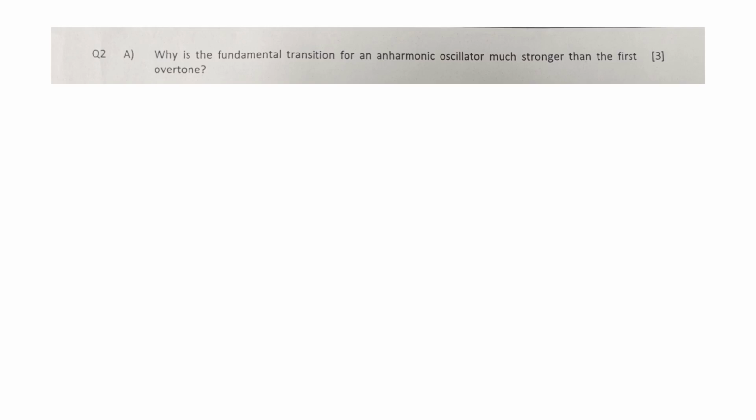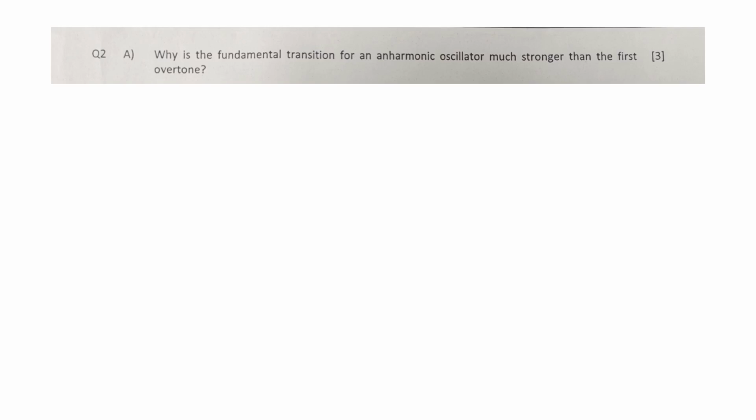Okay. Now, this is one of the very interesting questions. The question is: why is the fundamental transition for an anharmonic oscillator much stronger than the first overtone? Firstly, for a harmonic oscillator, delta v was only plus minus 1. But when anharmonicity is introduced, then the selection rule becomes plus minus 1, plus minus 2, plus minus 3, like that, right? Fundamental is v equals 0 to v equals 1.